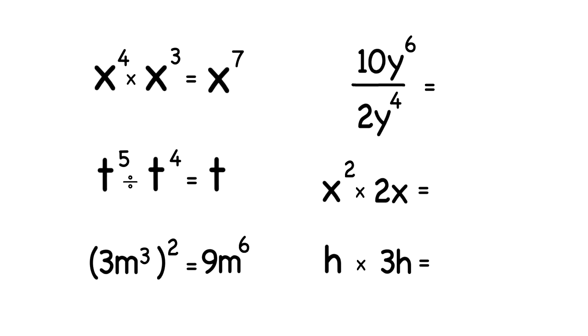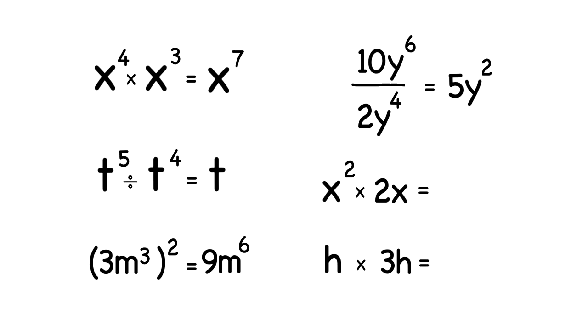Here, to deal with my larger numbers, I would do 10 divided by 2, which is 5. And then to deal with my powers, I would need to do the 6 take away the 4, because we're dividing, and that would give me y to the power of 2. So overall, it would be 5y to the power of 2.